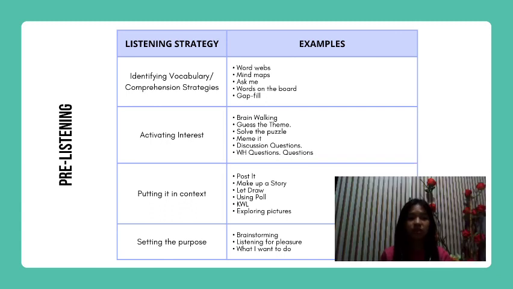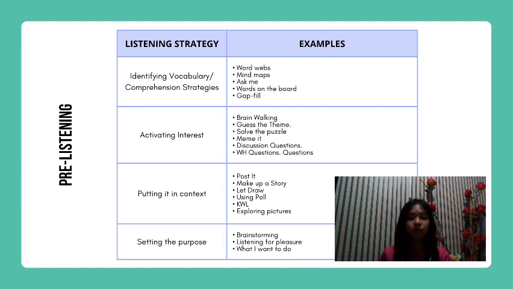And our last strategy in teaching listening lesson is setting the purpose. So under this, we have our first example, which is brainstorming. To help students focus their attention during the listening activity, discuss the topic with them and have them brainstorm headings to take notes under. This helps them understand the specific task they will do while listening and prepares them for the information they need to gather.